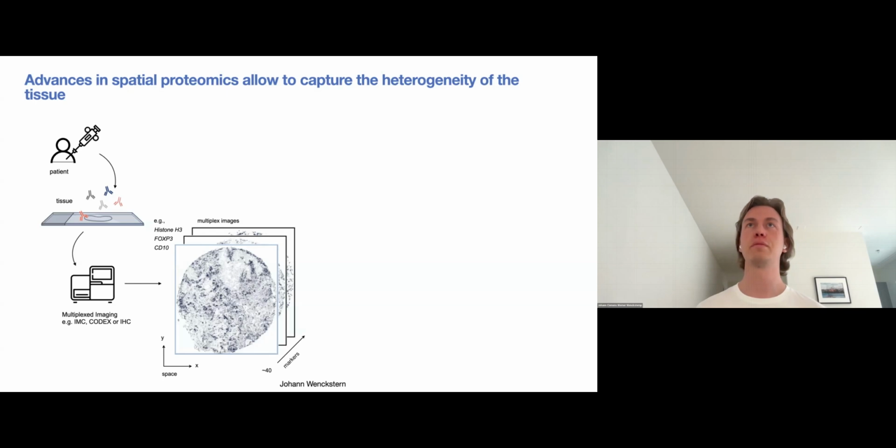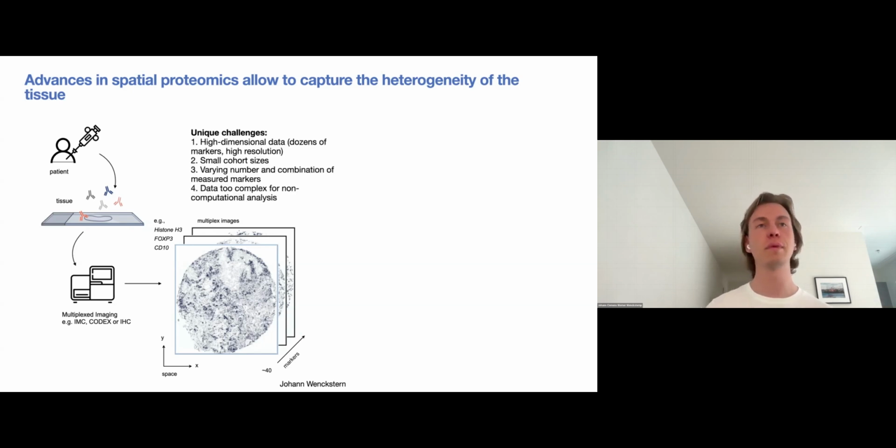But now we need to interpret this data. And this data is really, really difficult to interpret with just the human eye because of its high dimensionality, and it poses some new challenges. For instance, these single TMA images are already in spatial dimensions of 1,000 times 1,000 pixels and dozens of markers deep. For instance, in the studies we have been looking at, it was usually around 40 markers. So really high dimensional data samples. At the same time, the cohort sizes, due to the high costs of the technologies, are still relatively small. And we have a varying number and combination of measured markers.